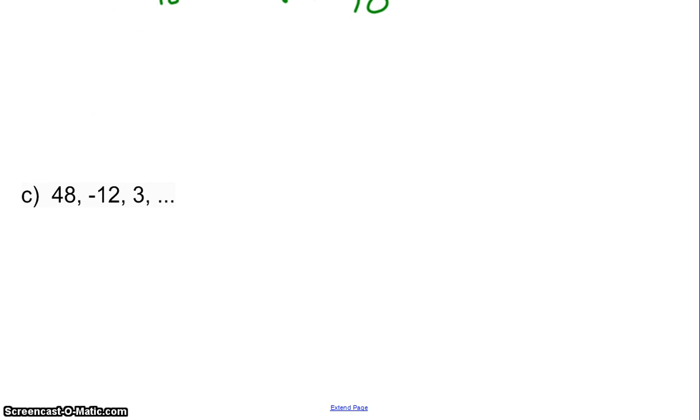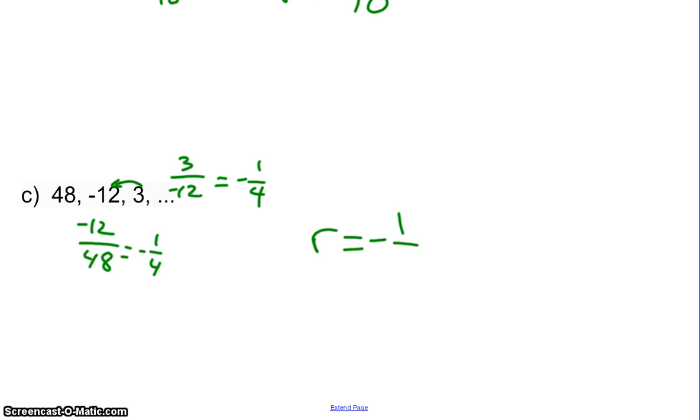Now, if you're ever unsure what you are multiplying by, you could take the next term, say -12, and divide it by the previous term. That would give you a ratio of -1/4, and you can prove it's the same by doing 3 divided by the previous term of -12, which gives you -1/4. You don't have to do this, but it is a way to double check if you don't know what the common ratio is. This proves that it's consistent, and we have a common ratio of -1/4.